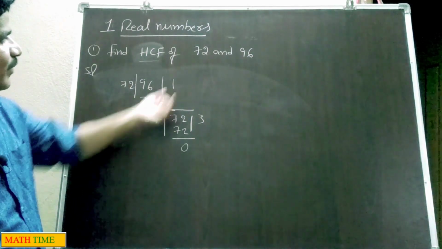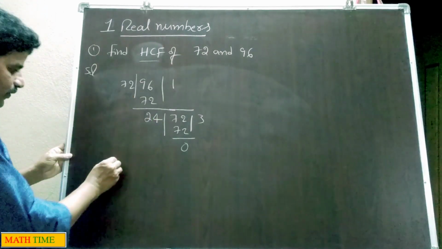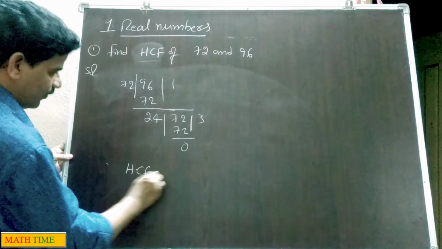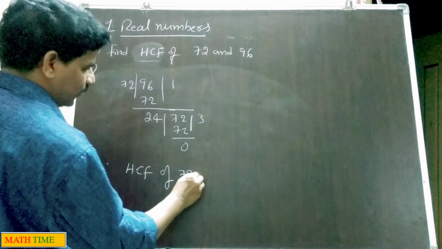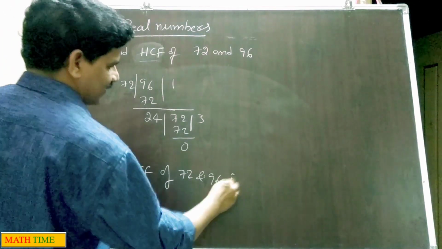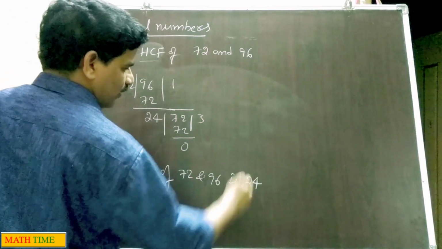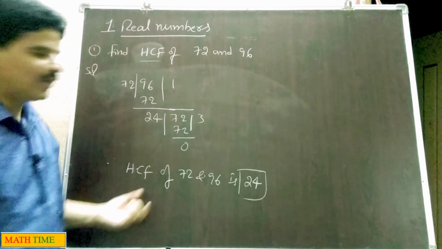So here what is the latest divisor here? 24. 24 will be the HCF. Therefore HCF of 72 and 96 is 24. So your answer should be 24.